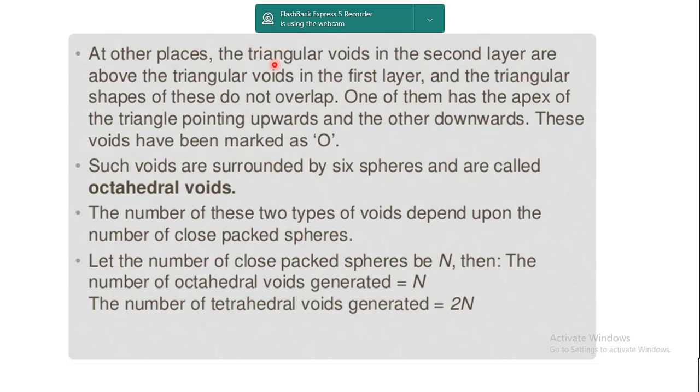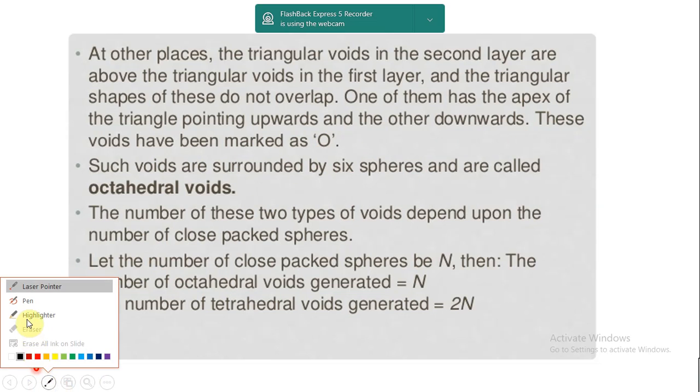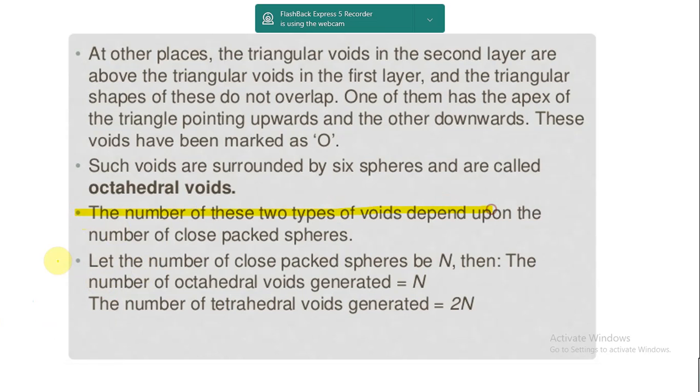And at other places we just saw that the triangular voids in the second layer are above the triangular voids in the first layer, and the triangular shapes of these do not overlap. So one of them has the apex of the triangle pointing upward and the other pointing downward. We just saw in the video now. So these have been marked as O because they are octahedral voids. The octahedral void we saw was surrounded by 6 spheres. So the number of these 2 types of voids depends upon the number of closed pack spheres. This is what you have to remember as a formula.